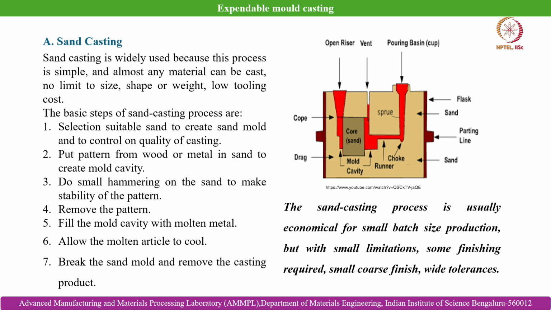This is like a recap for you. Here you can see the pouring basin, then the tapered sprue, then the sprue base well, which is also called the choke, then the runner, then the ingate. And this is the open riser, which has almost the same height as the pouring basin or sprue, where the sprue starts. You can also see the sand core.